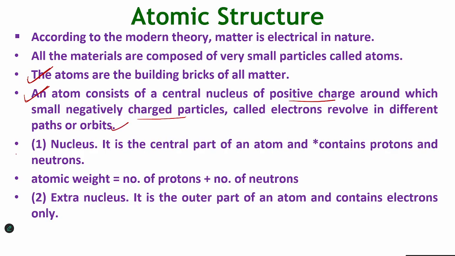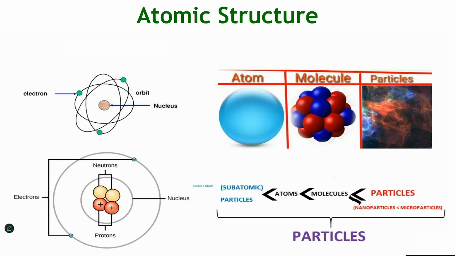What is the nucleus? It is the central part of the atom and contains protons and neutrons. What is the atomic weight? The number of protons plus the number of neutrons is the atomic weight. Outside the nucleus, electrons revolve around it. So this is the basic atomic structure.